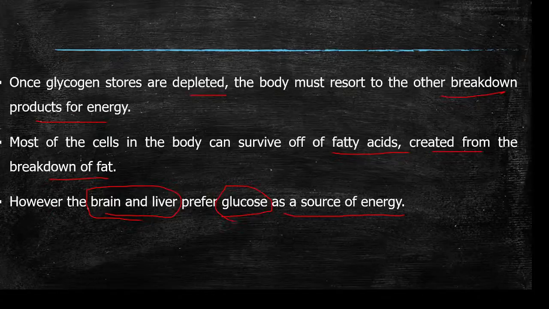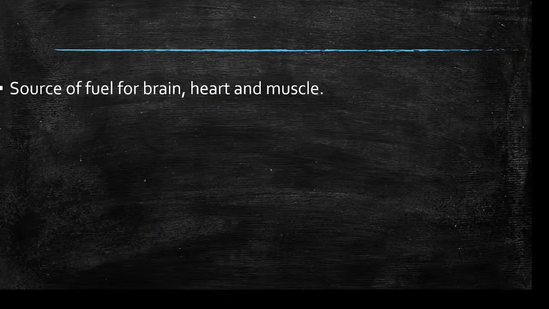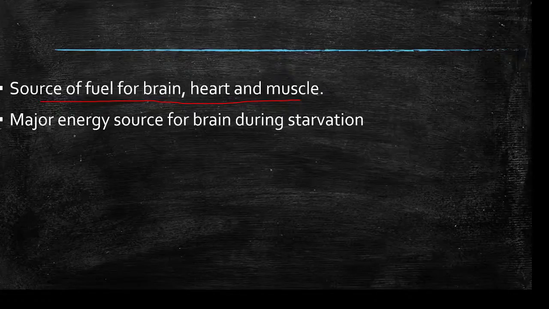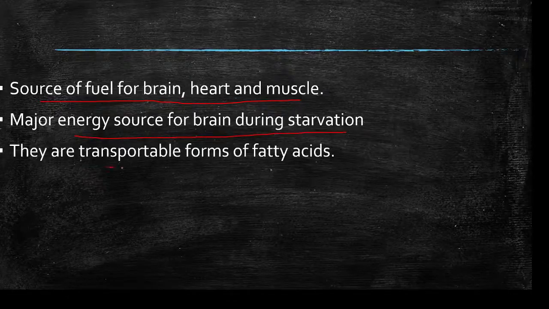When a person does not eat for more than 3 to 4 days, only then will our brain utilize fat for the generation of ATP. What is the significance of ketogenesis and ketolysis? Ketone bodies are a source of fuel for brain, heart and muscle when we are fasting. They are the major energy source for the brain during starvation. They are transportable forms of fatty acids.